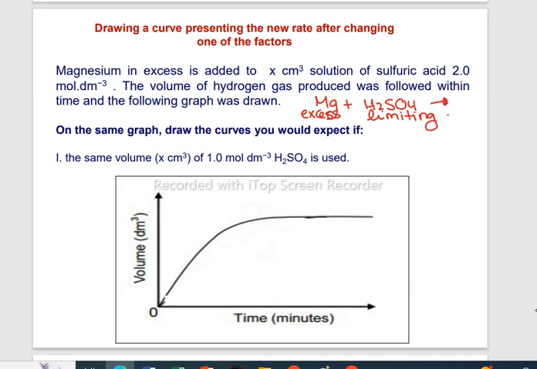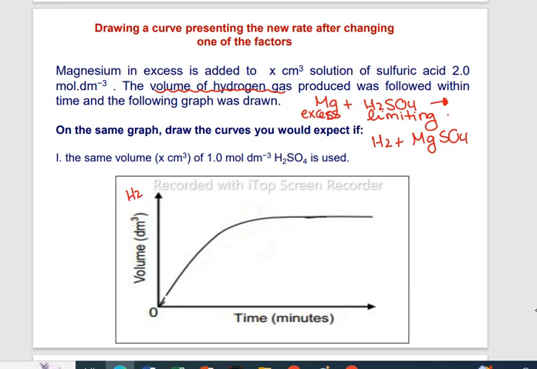When these two reactants are added together, of course, there will be a single replacement reaction, and this will form at the end the hydrogen gas besides the salt magnesium sulfate. The volume of the hydrogen gas which was produced was followed within the time, and the following graph was drawn. If we look at the graph, we're going to find that on the y-axis we have the volume of hydrogen gas that was collected, and on the x-axis the time in minutes.